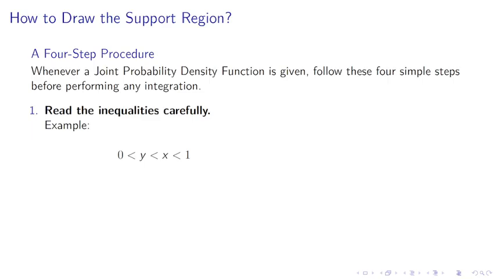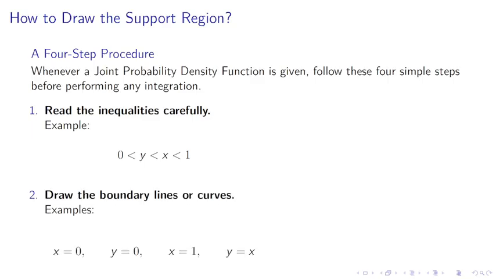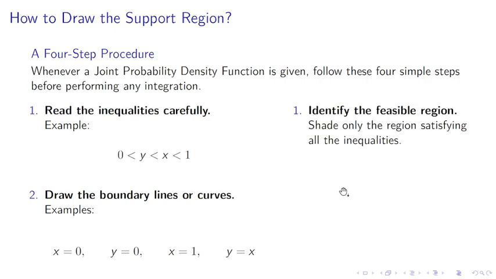Read the inequalities carefully. Suppose, for example, 0 less than or equal to y less than or equal to x less than or equal to 1. This must be a triangular region. Draw the boundary lines or curves: x equal to 0, y equal to 1, x equal to 1, y equal to x. We need to draw boundary lines or curves carefully. Identify the feasible region. First, shade only the region satisfying both inequalities on the variables.